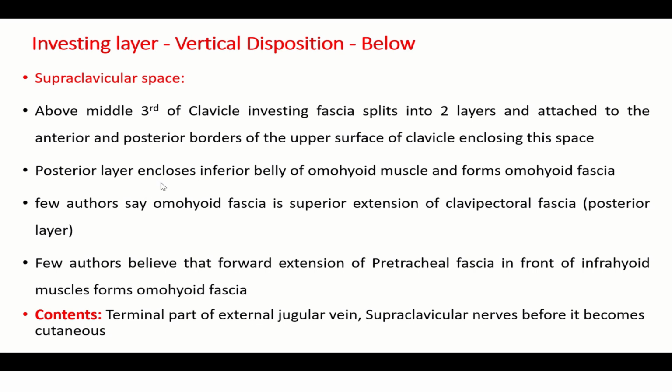The posterior layer encloses the inferior belly of omohyoid muscle and forms omohyoid fascia. This is the classical view. So few authors contradict it: that omohyoid fascia is a superior extension of the posterior layer of clavipectoral fascia, and few authors believe that forward extension of the pretracheal fascia in front of infrahyoid muscles forms the omohyoid fascia. So contents will be the terminal part of the external jugular vein and supraclavicular nerves before they become cutaneous.